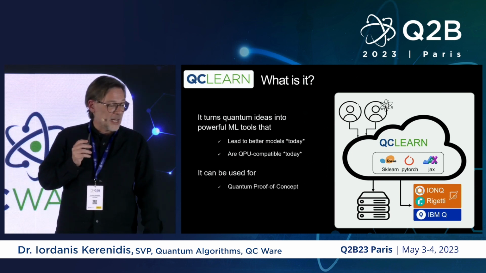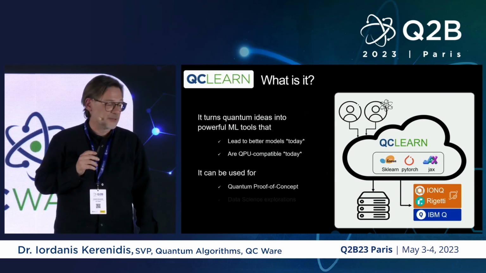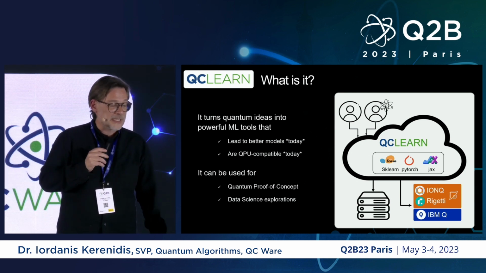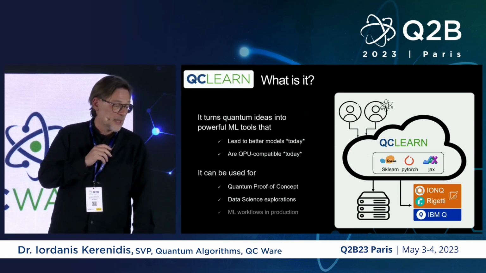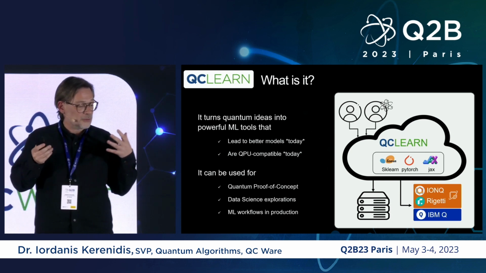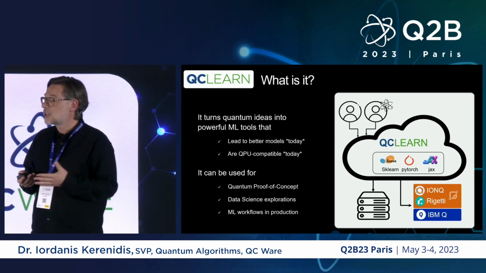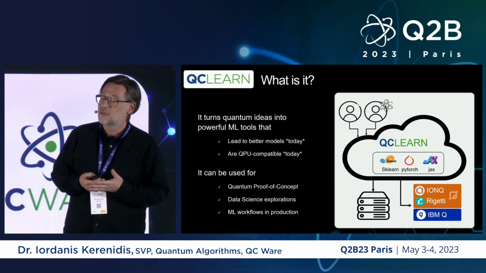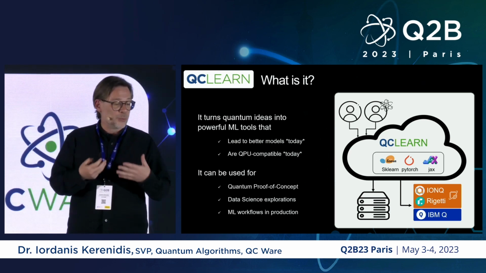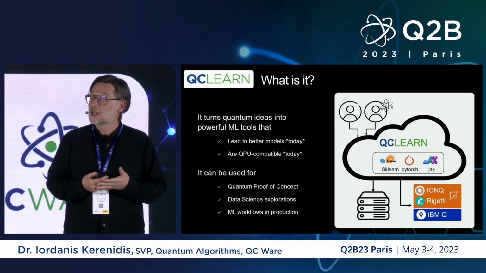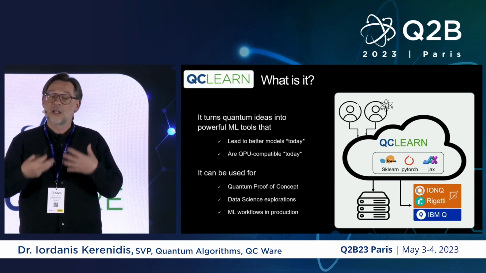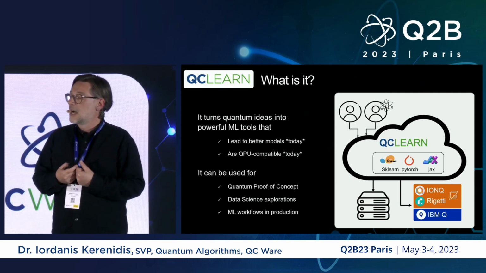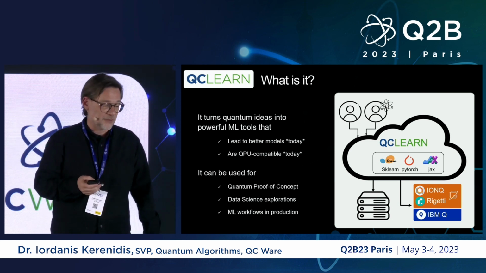It can be used, as I said, for quantum proofs of concept, right? This is what we have been doing with our clients. It can be used for data science explorations, and it can also be used for machine learning workflows in production. And actually, we have some of our POCs that we did with clients before. They are in the process of putting these methods in production because, as I said, we do have this quantum-inspired version of the methods that can run on GPU today and improve performance.